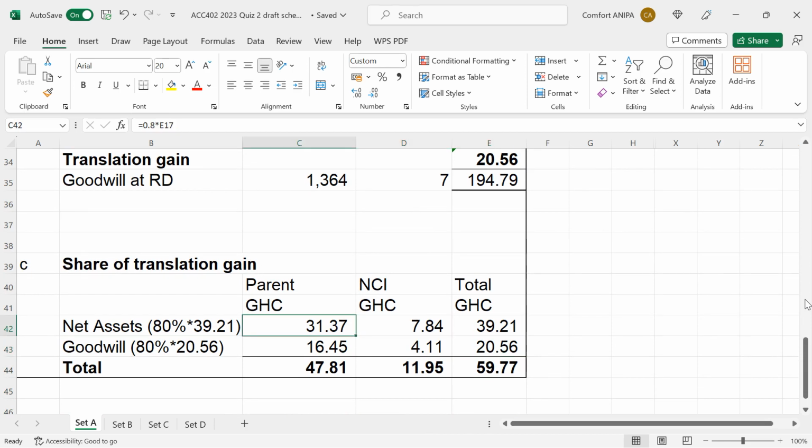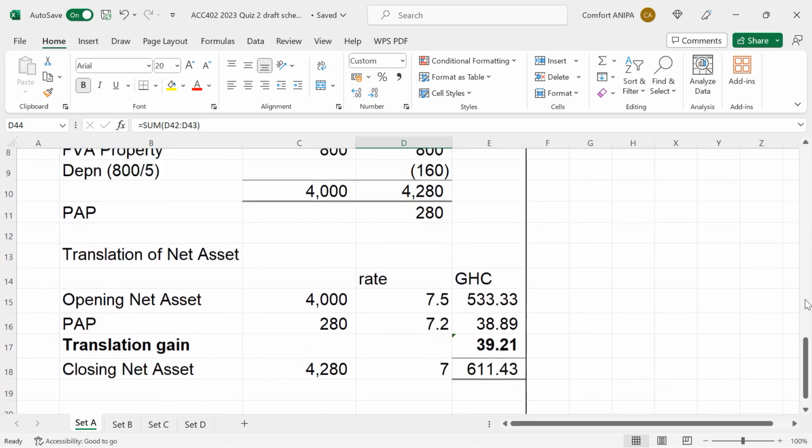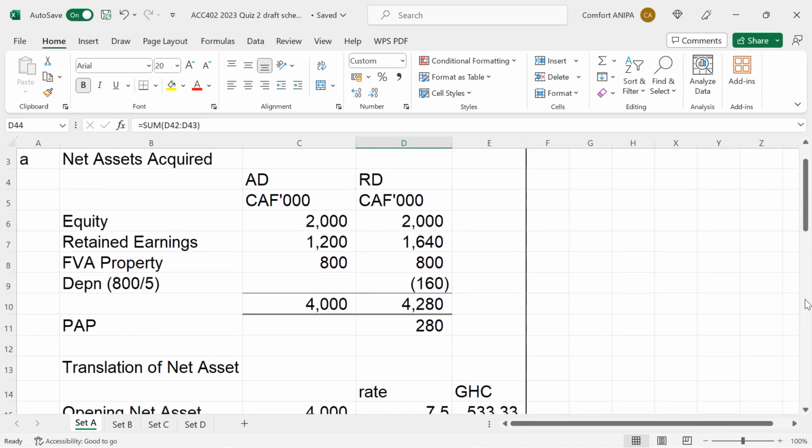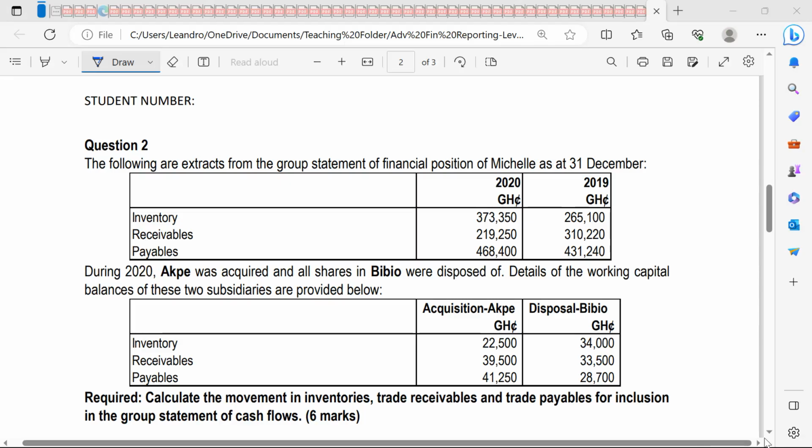The share, which is the C part. The parent is 80%, so you take the gain of net asset translated, 39.21, and you share 80%, 20%. And you take that of the goodwill, 80%, 20% NCI. And therefore, that will be 47.81 for the parent and 11.95. You take your question, you map it against this, and figure out where you went wrong, do the correction, and learn the lesson. Now let's look at question 2.